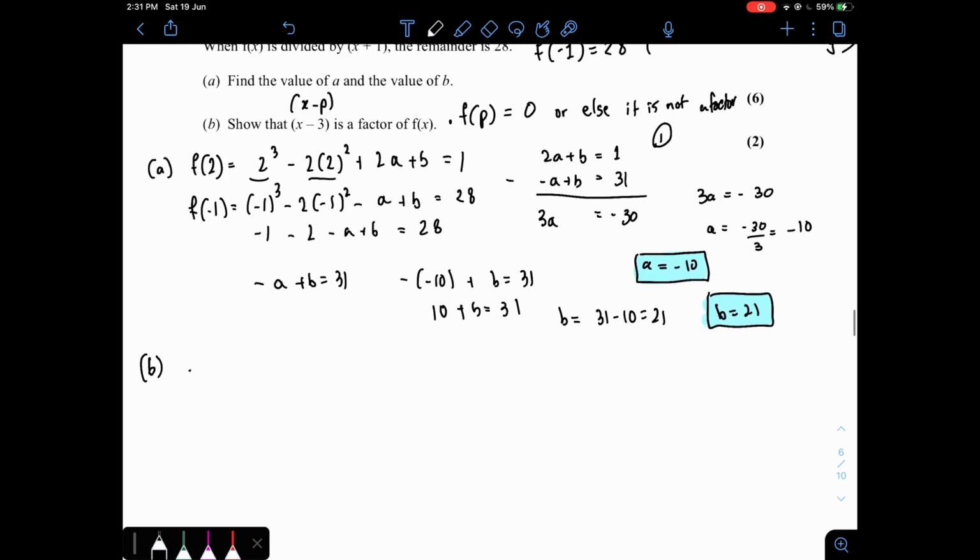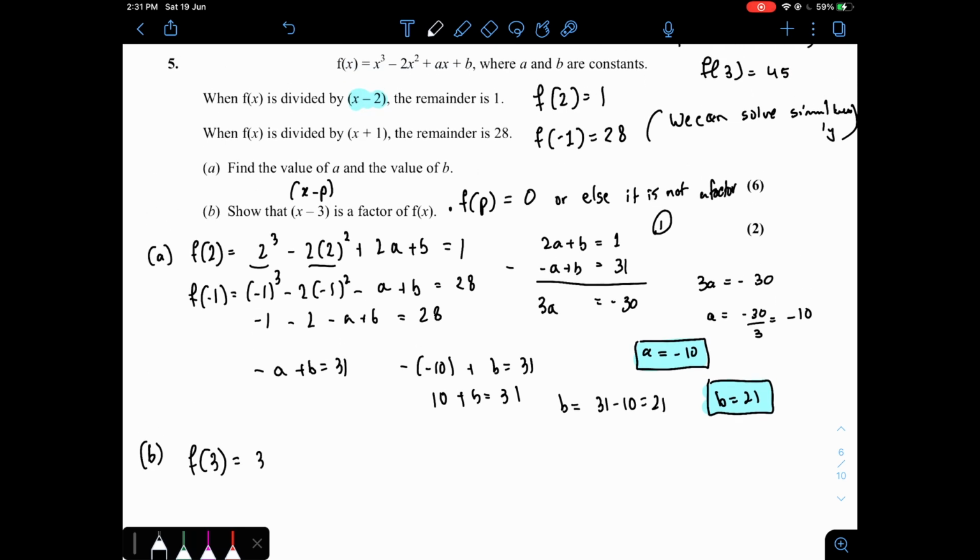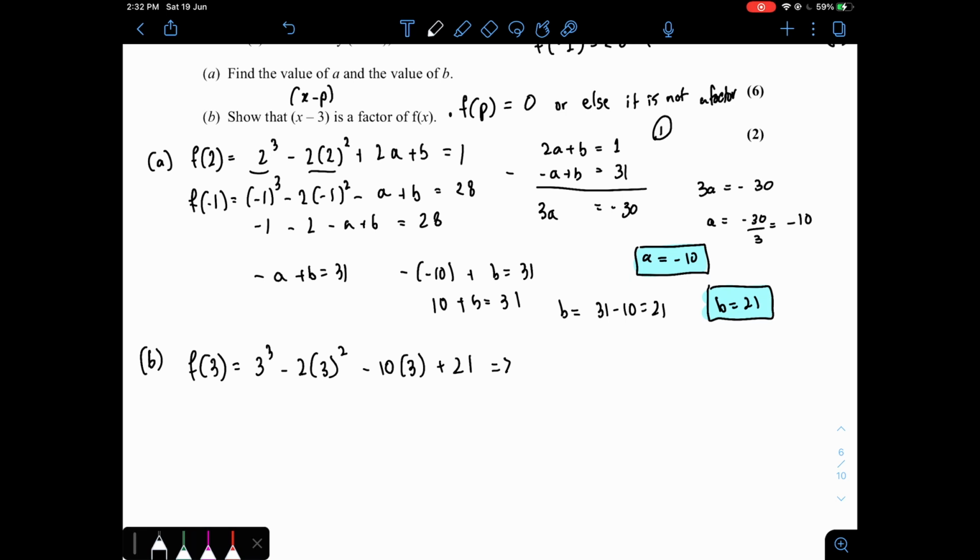So in that case, that will be f of 3. So our equation is 3 cubed minus 2 times 3 squared. We know what a is now, right? It's minus 10, so minus 10 times 3. We know what b is, it's plus 21. So now all we have to do is simplify. So that will be 9 minus 2 times 3 squared, so that'll be minus 18 minus 30 plus 21, if I'm correct. Oh, not 9, sorry, that was my bad. 3 cubed is 27, not 9.